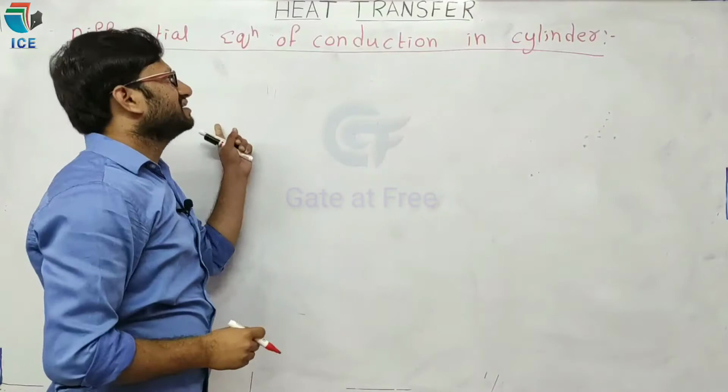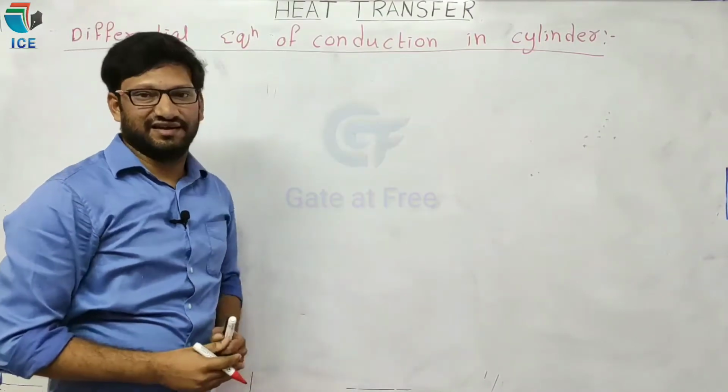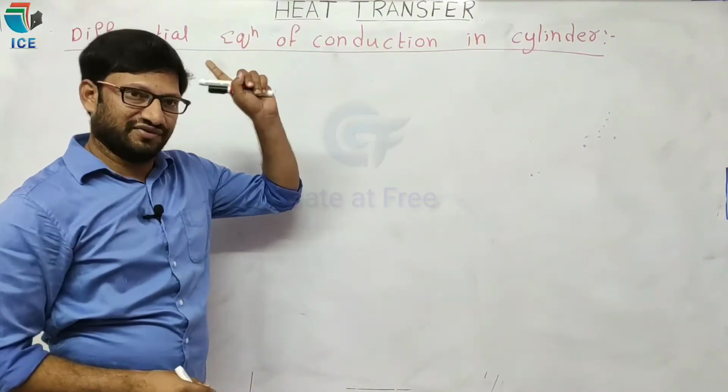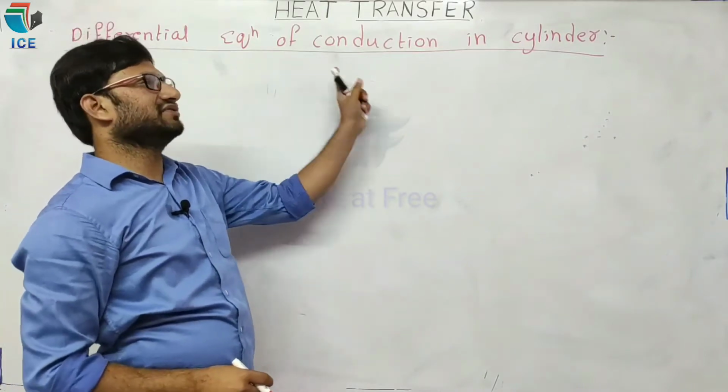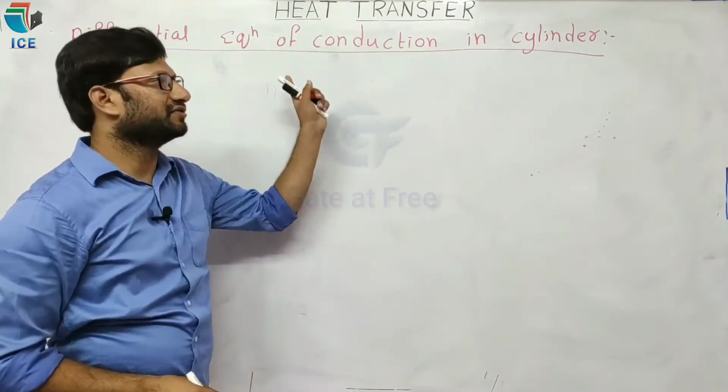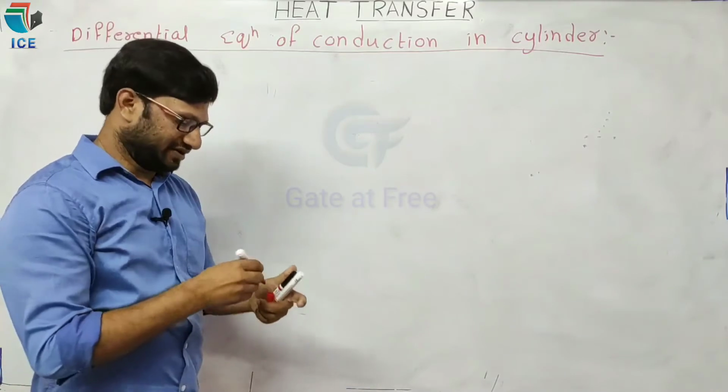The next topic is the differential equation of conduction in a cylinder. This is the second differential equation. The first was the differential conduction equation in Cartesian coordinates. Now let us find the second one.